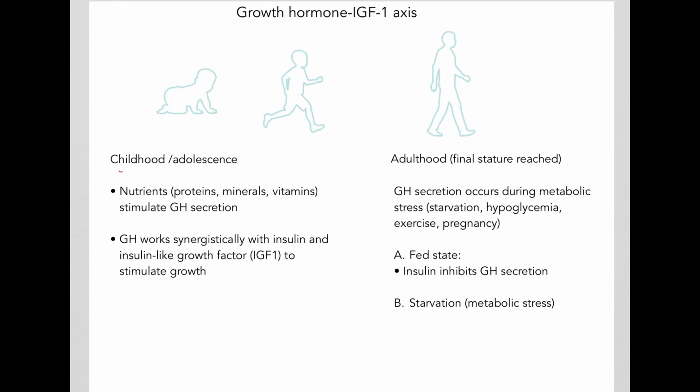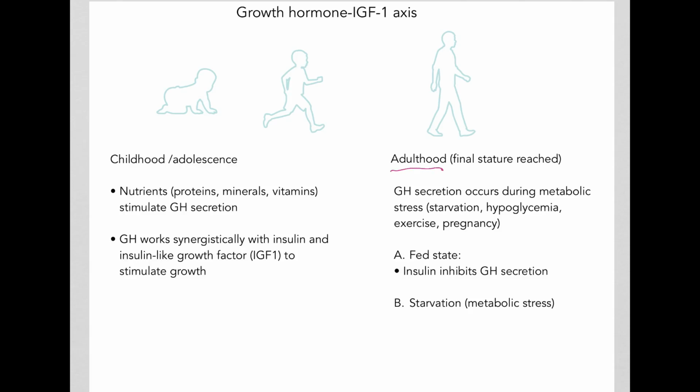So during childhood and adolescence, several nutrients such as proteins, minerals, vitamins will stimulate growth hormone secretion, and then this growth hormone will work synergistically with insulin as well as IGF-1, and it will stimulate growth, and the human being will eventually grow into an adult.